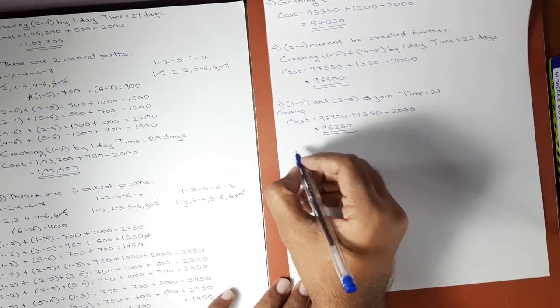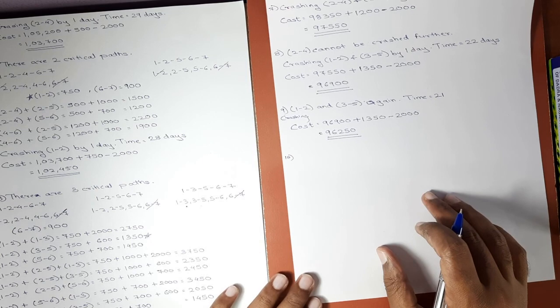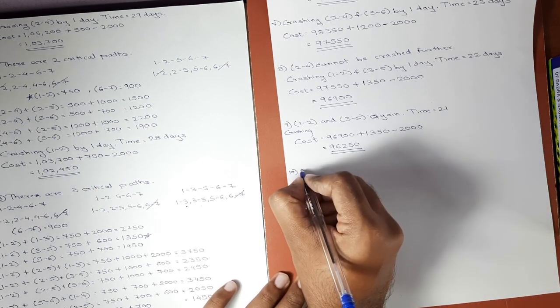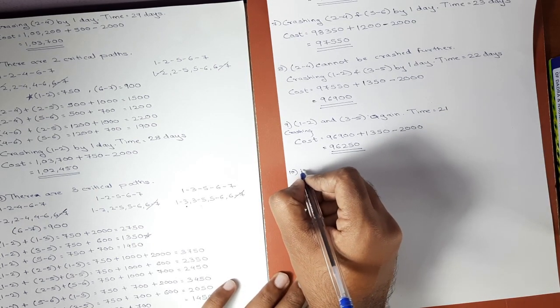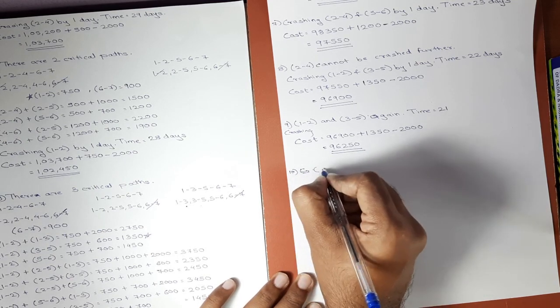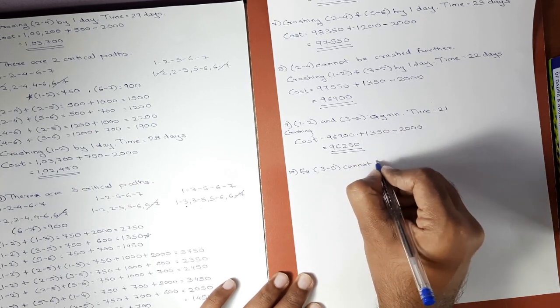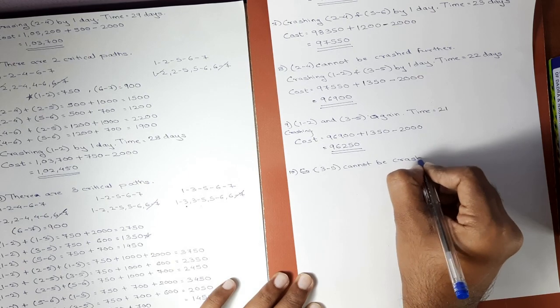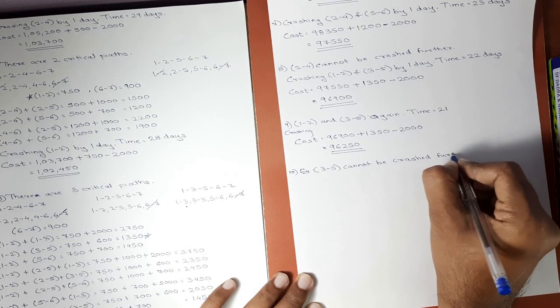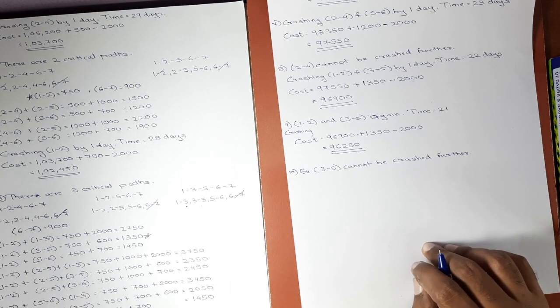Now we'll do one thing. In the 10th step of crashing, I'll just write down the critical paths again. We'll also mention over here, activity 3 5 cannot be crashed further because in this step activity 3 5 was exhausted. Okay. Critical paths are same again, and 3 5 is out of the picture.